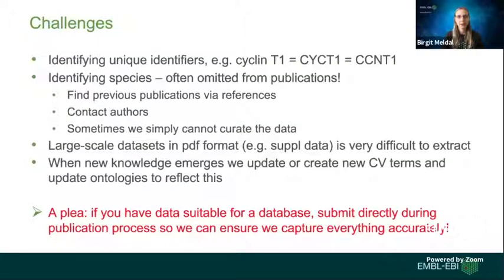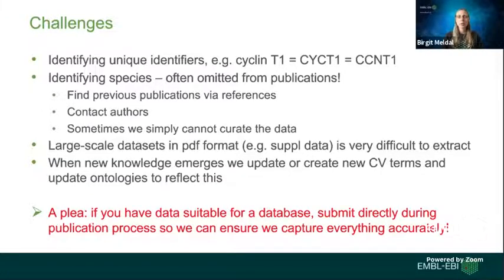Next, please. So overall, what are our challenges when we want to standardize our data? So it's identifying the unique identifiers for things like proteins that are just identified by a name or symbol in the text, identifying the species. Sometimes we can find them by references or by contacting the authors, but sometimes it's just impossible to identify the species from the publication, and then that data cannot be curated. We also often deal with data in PDF format. For example, large-scale data sets are supplied in the supplementary data as PDFs, and we end up having to manually copy-paste the data out of it.